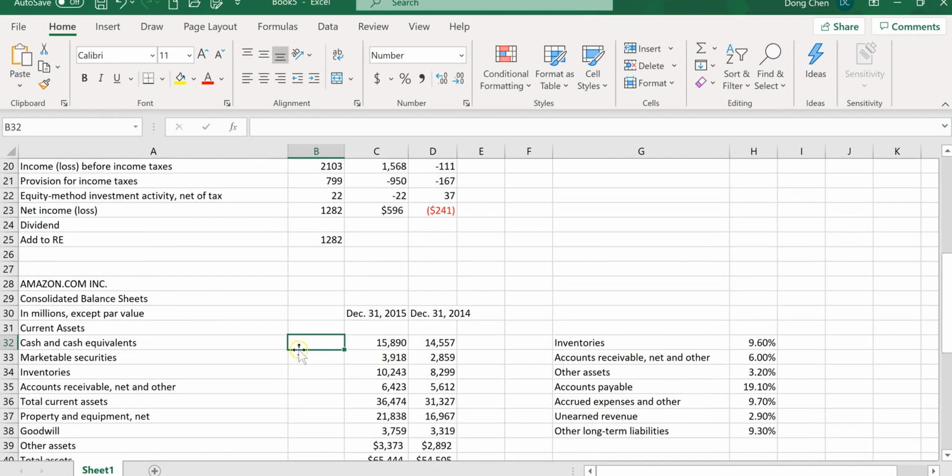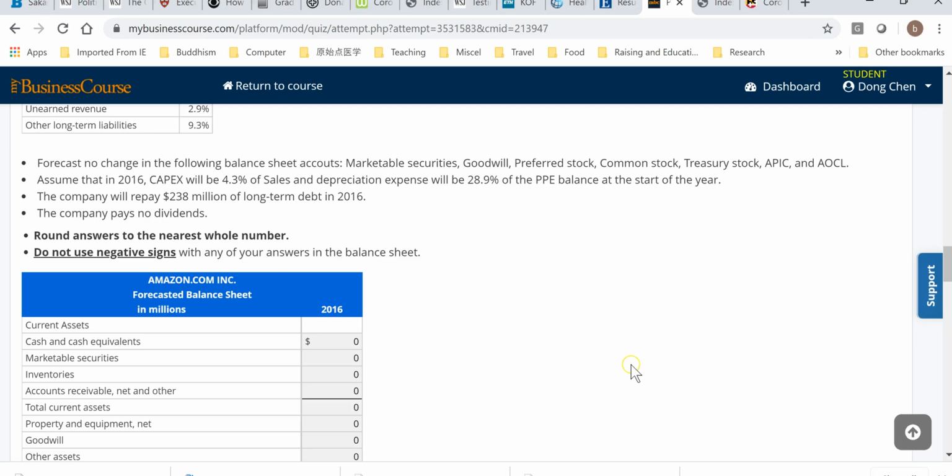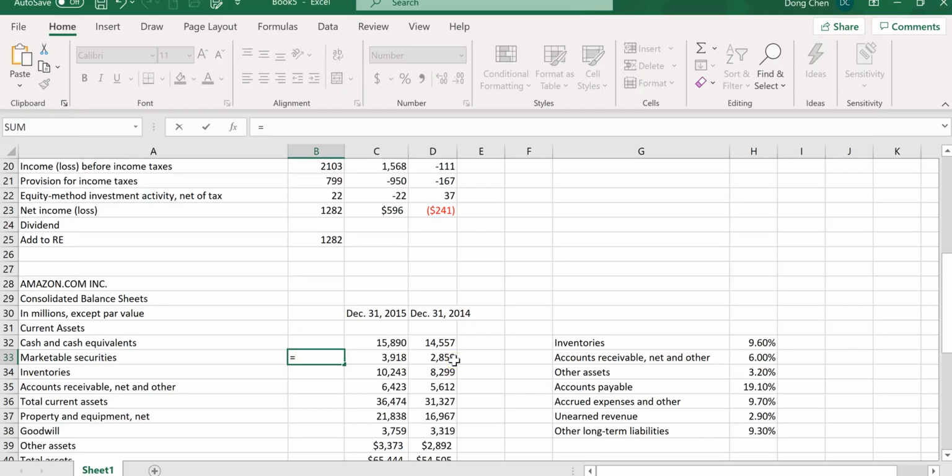The first item is the cash, but cash is what we call the plug variable, which means that it's used to balance the balance sheet later on when we have forecasted all other items on the balance sheet. So that means that we need to start from marketable securities, and there's no such information on the table. So let's go back to the setup and see that for marketable securities, there's no change. So we still use the current level.